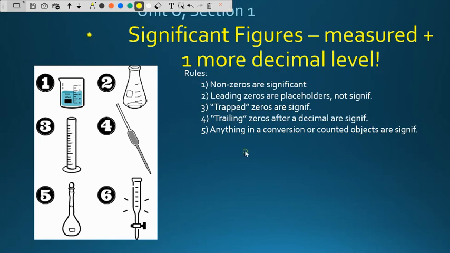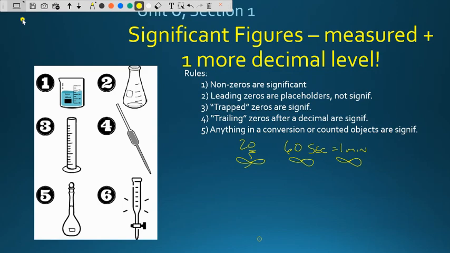Now, there is another thing that we need to keep in mind when we're doing some kind of conversion or a counted object. Say I have 20 students. Well, this zero is not just a placeholder. That is actually a physically counted thing, so that would be significant. Or if I have a conversion factor that says I have 60 seconds in 1 minute, there's actually an infinite number of significant figures in each of these values, because it is without a doubt the same value that everyone is going to be encountering here.